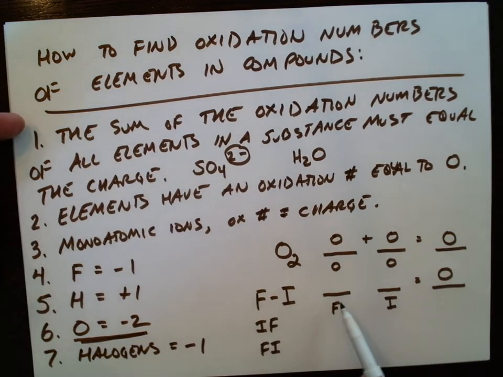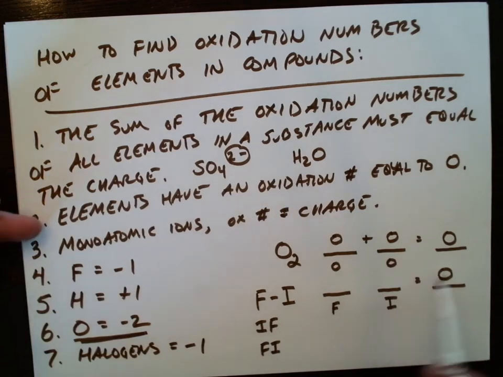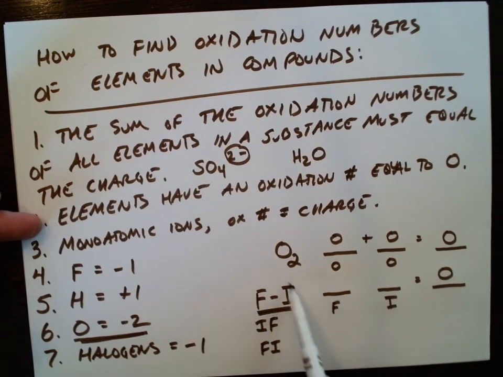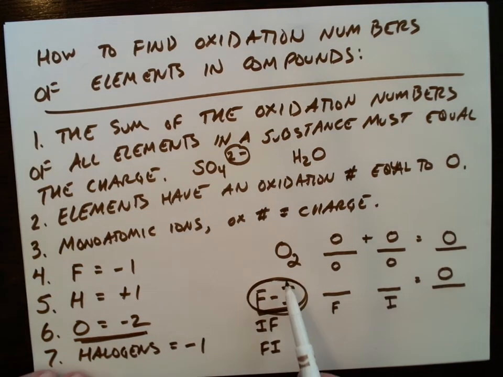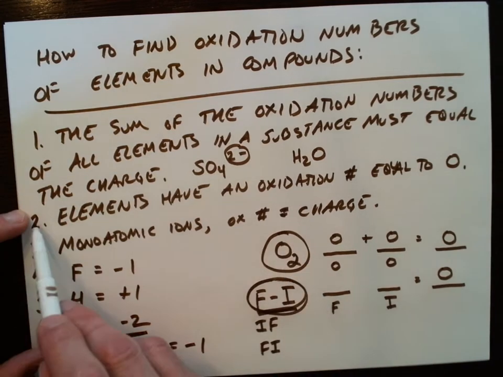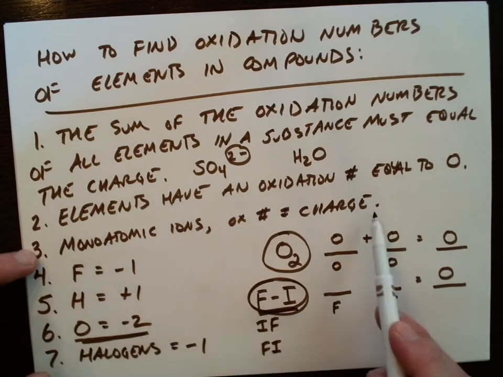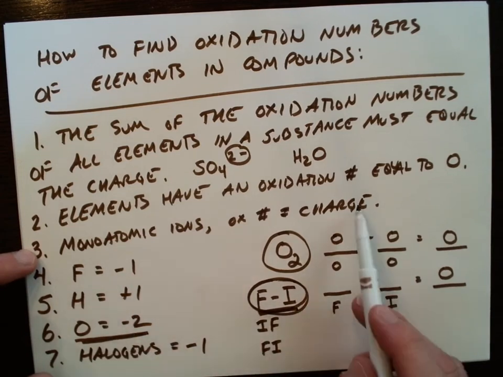So I go through the rules here. I wrote this down to make sure I'm going to follow rule number 1. This is not a pure element, so I'm not going to give either of these an oxidation number 0, because IF is not a pure element, in contrast to O2, which is a pure element. So this second rule doesn't even apply to this compound. It's not a monoatomic ion, it's a molecule, so rule 3 doesn't apply.